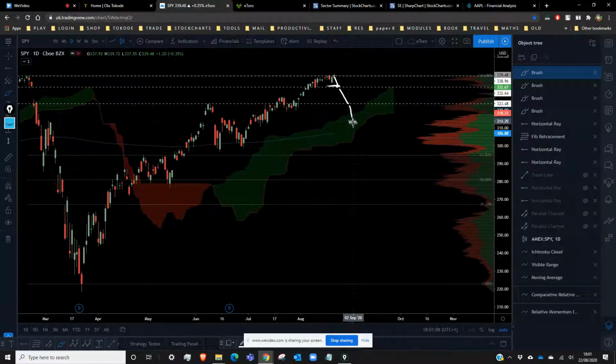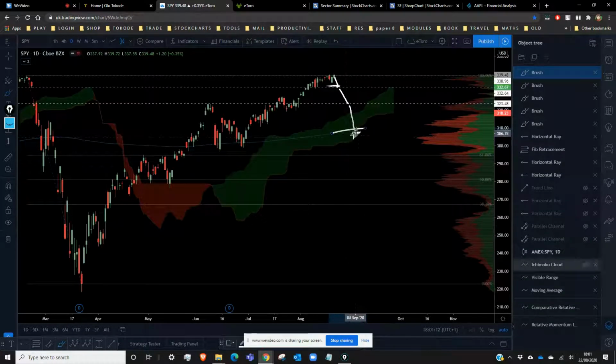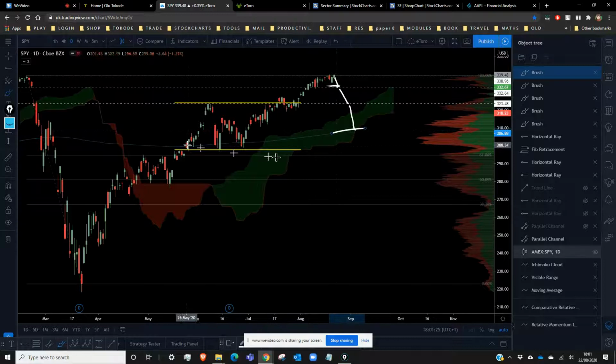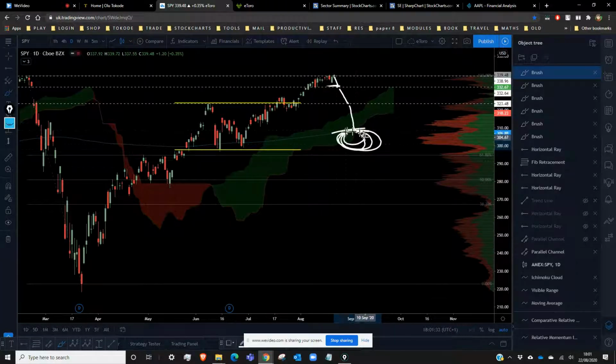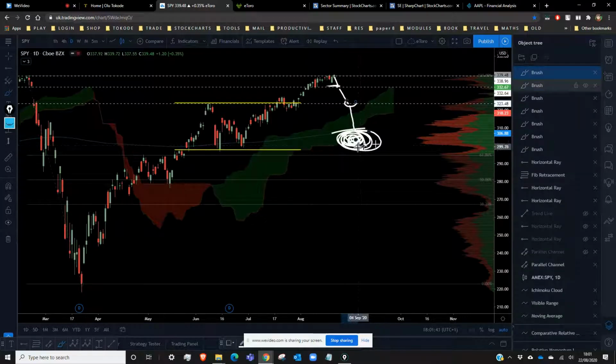It falls all the way down here, somewhere around the 200-day moving average, the Ichimoku cloud, and the bottom of this horizontal channel, which was the previous consolidation before breakout. So somewhere here. If it gets down here, then that's a definite buy. So I'm looking at between 300 and 310. That's the worst case scenario.